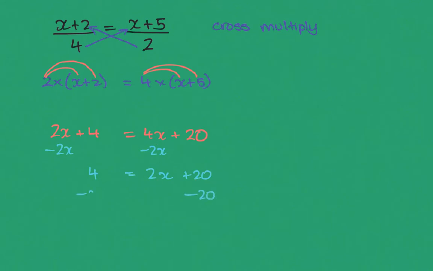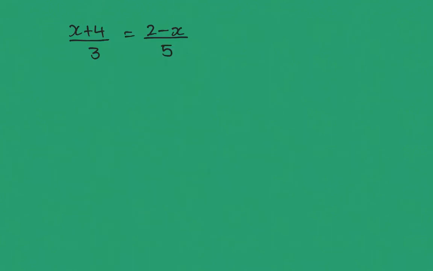Now I need all my numbers on the left, so minus 20 gives me negative 16 equals 2x. Divide by 2, x equals negative 8. Good job if you've managed to follow all those steps. Fantastic. Let's do one more.